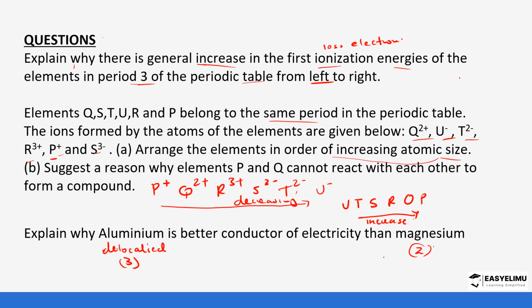So that brings us to the end of this subtopic. Next, we are still going to continue with period 3. We are going to go to the chemical properties of the period 3 elements. See you then.